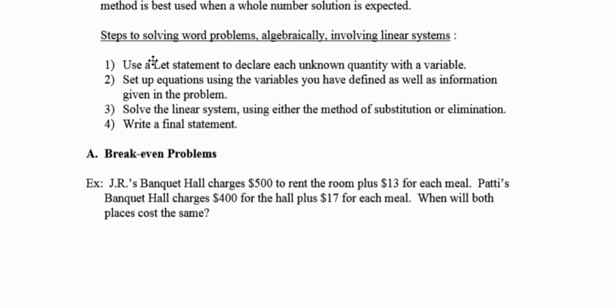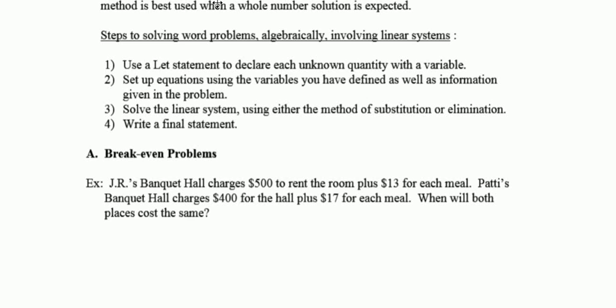Okay? All right, so we classify these problems, and the first type of problem is a break-even problem. So let's see what that looks like. JR's Banquet Hall charges $500 to rent the room plus $13 for each meal. Patty's Banquet Hall charges $400 for the hall plus $17 for each meal. When will both places cost the same?